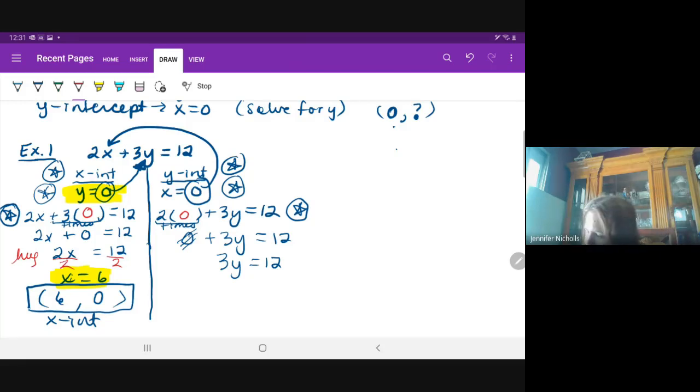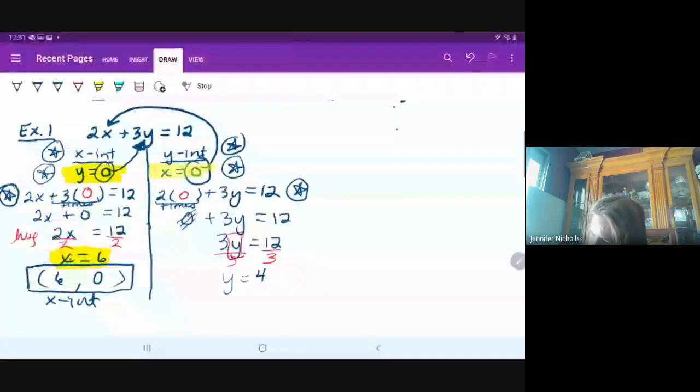Okay, how do you get y by itself? Yeah, divide by 3. And then you get y equals 4. Okay, so I'm going to highlight the x equals 0 and the y equals 4, and then write it as a coordinate.